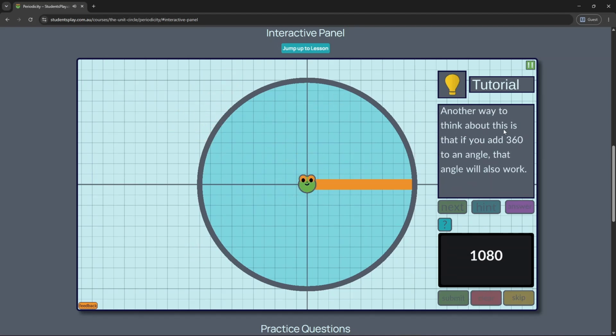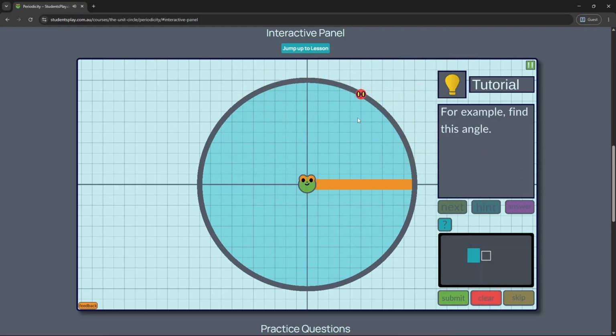Another way to think about this is that if you add 360 degrees to an angle, that angle will also work. For example, find this angle. That looks like 60. Bang. Easy.